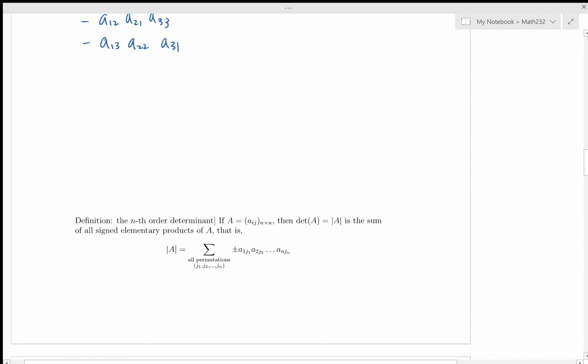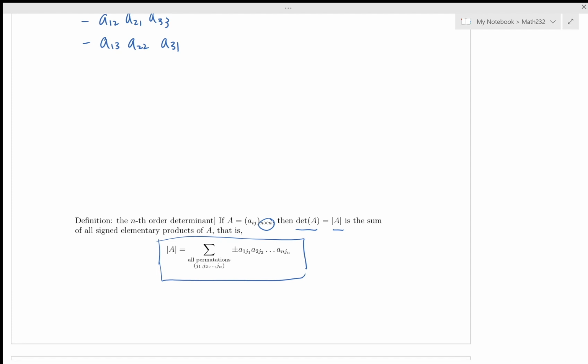So in the general case, if we've got an n by n matrix, then the determinant of A, which we can denote this way or this way, is the sum of all the elementary products. That is what this thing right here is telling us. The determinant of A is the sum over all the permutations of the signed elementary products of the elements in the matrix.